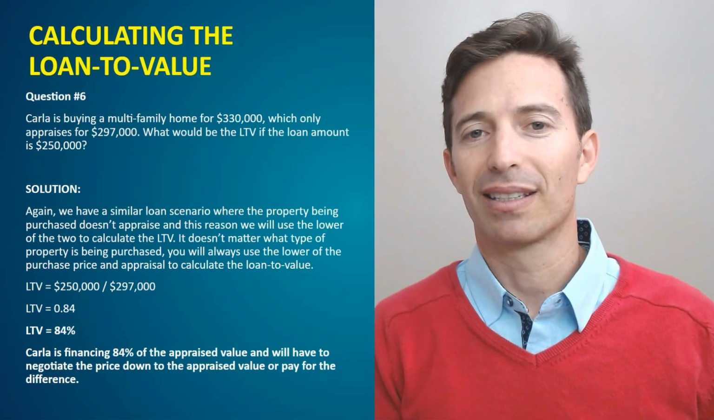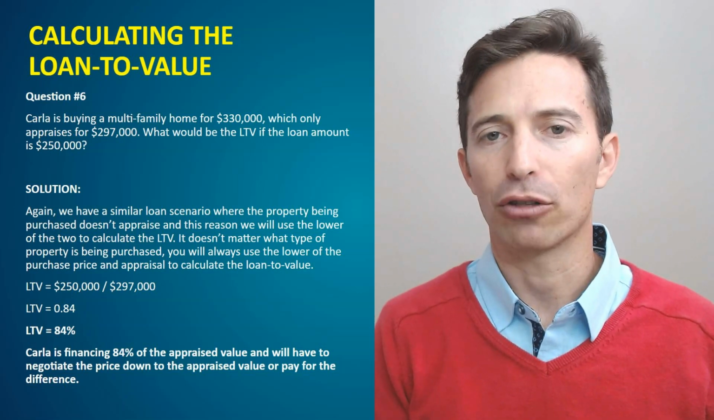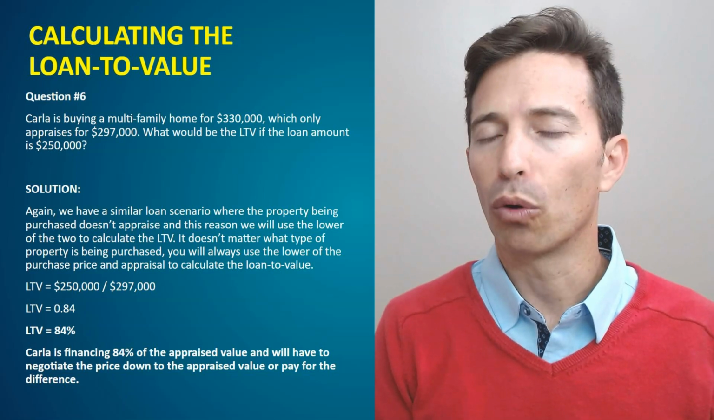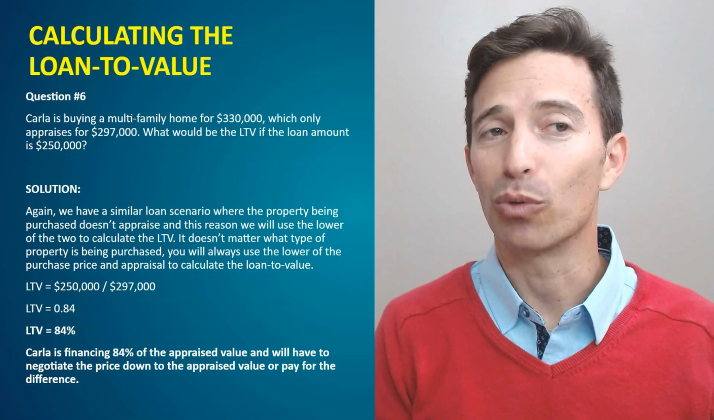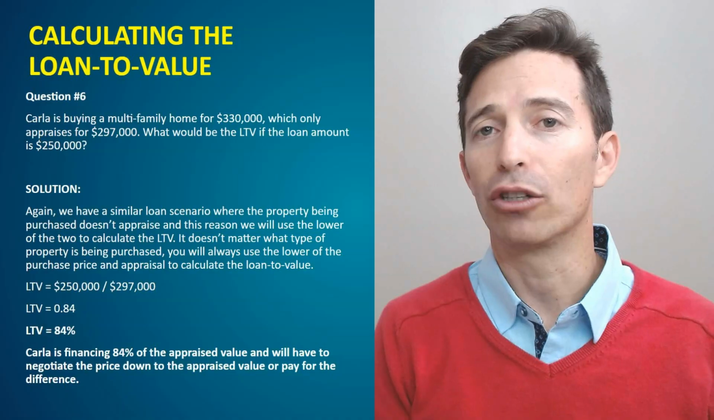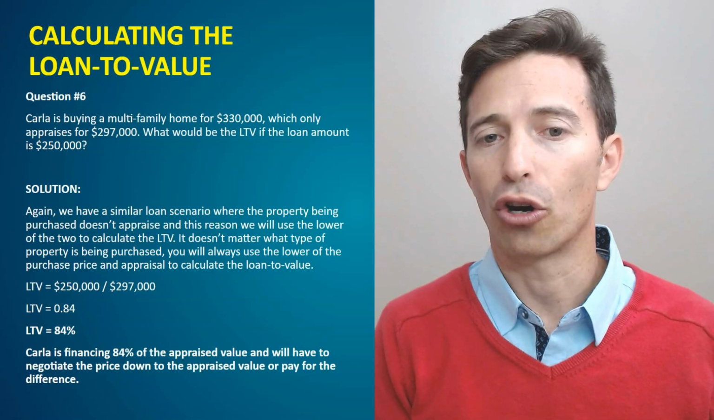Question number 6. Carla's buying a multifamily home for $330,000, which only appraises for $297,000. What would be the LTV if the loan amount is $250,000? Now, as we can see again, the appraised value came back lower. So we need to use the lower of the purchase price and the appraised value.